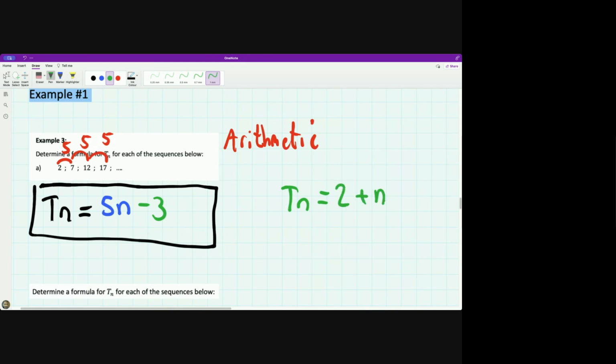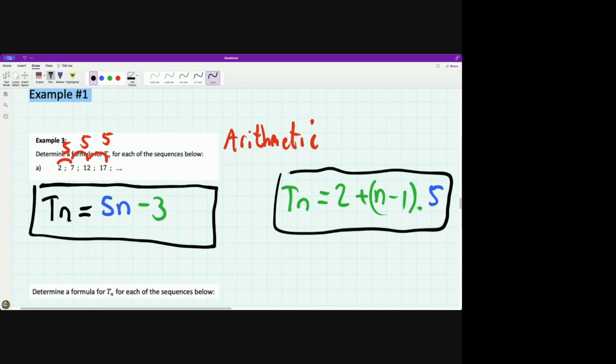Now, some of your teachers may use another method where you take the first term, you go n minus 1, and then you times it by 5. Just give me a thumbs up if your teacher uses this method. Okay, so I think in grade 11, this method on the left is what we use. On the right, we normally only use that in matric, but these are actually equivalent. I just like that this goes faster on the left.